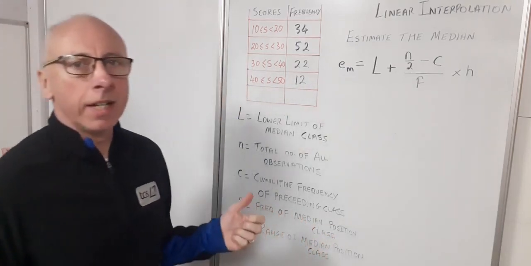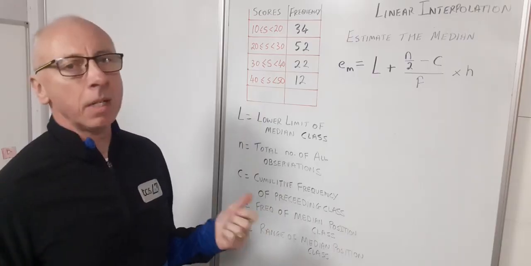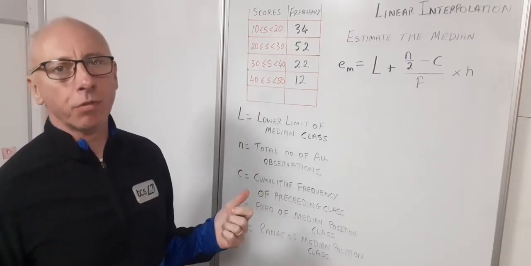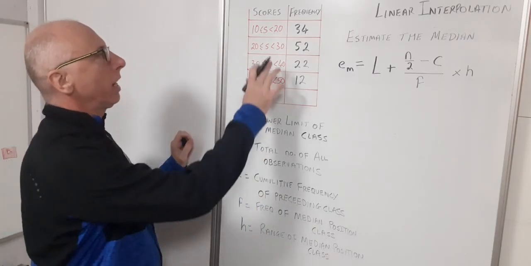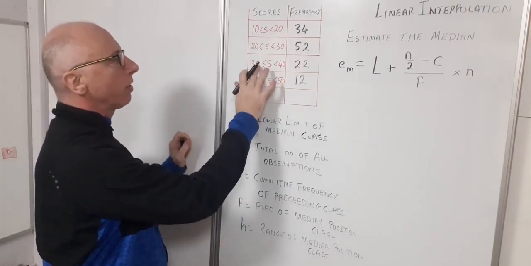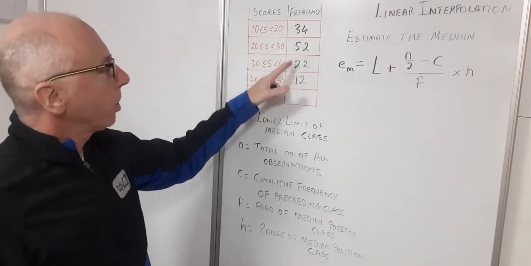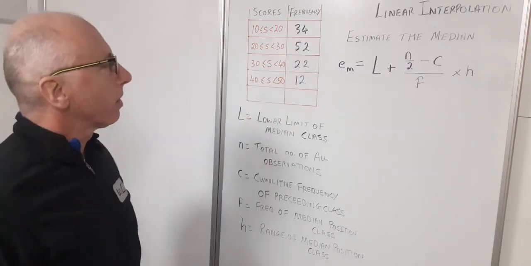So in this video we're going to look at linear interpolation. Now what that is, is just an estimate of the median from a table of grouped frequencies. So here you can see we've got frequencies grouped from 10 to 20, 20 to 30, 30 to 40 and 40 to 50. And the frequency of each is just noted here on the right hand side.